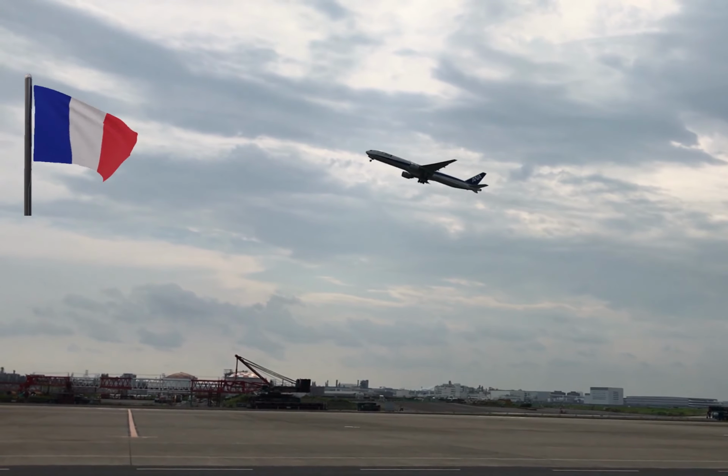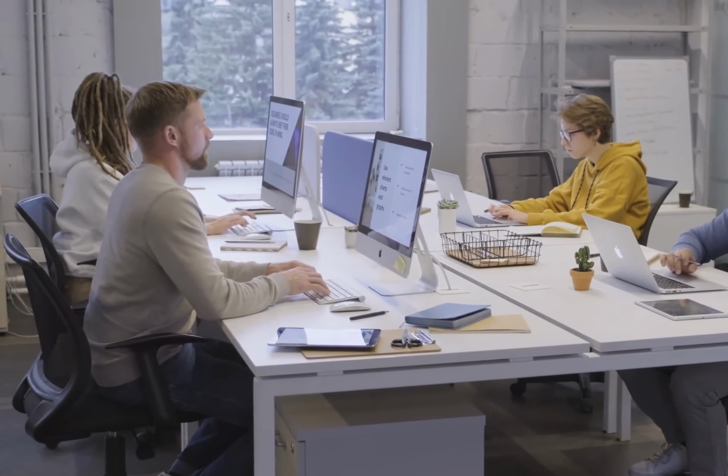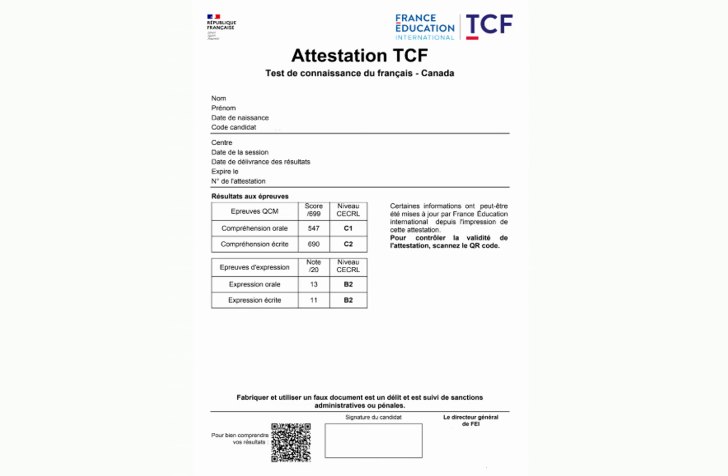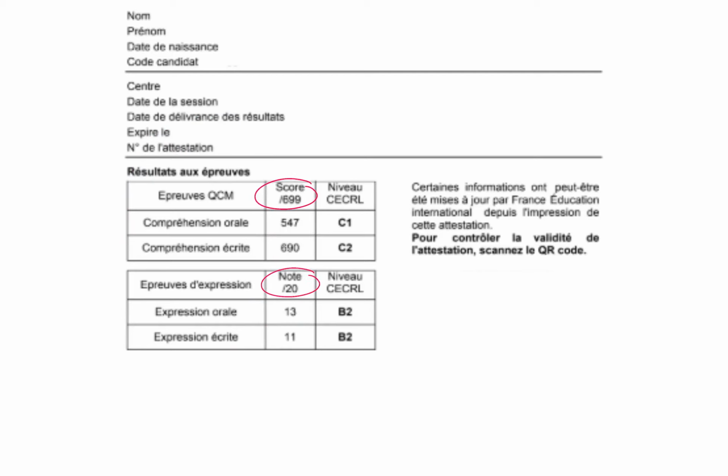So as the results are sent to France for grading, it may take about 1 to 2 weeks before receiving the results. On receiving them, they may take the format below. Here, we see the tests taken, scores obtained, and the total points for each of the tests. 699 for the comprehension tests and 20 points for the expression tests. To the right, we see a CEFR level assigned to each test. The CEFR, once again, is just for general knowledge.